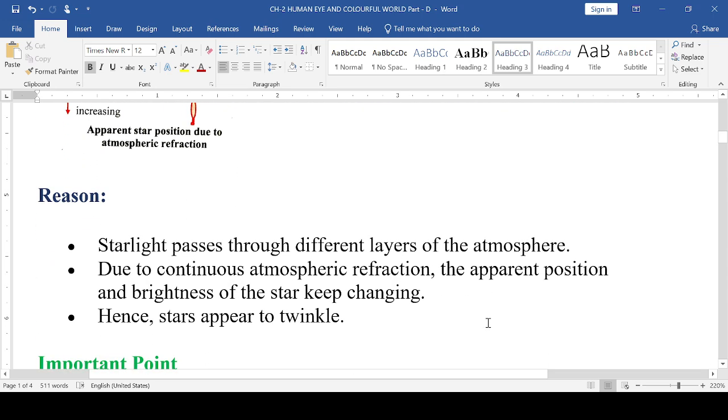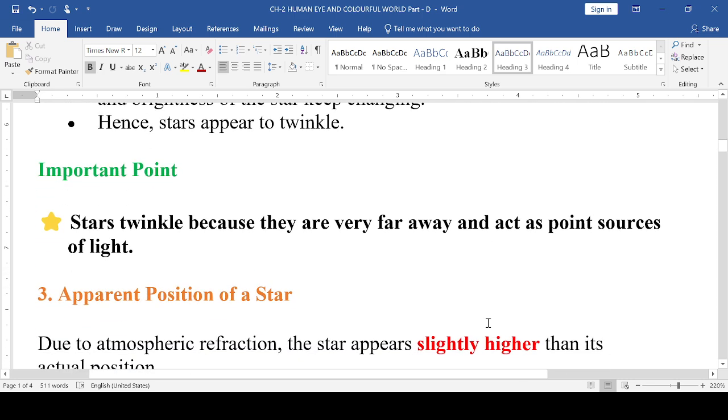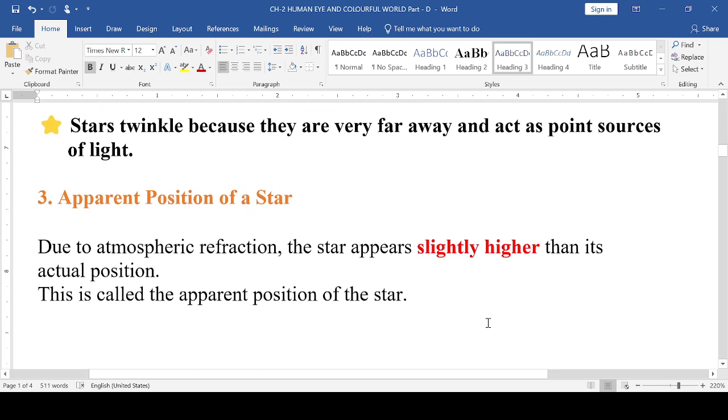So what is the reason? The starlight passes through different layers of the atmosphere. Due to continuous atmospheric refraction, the apparent position and the brightness of the star keep changing. That is the reason stars twinkle. The important point to note here is that stars twinkle because they are very far away and act as point sources of light.